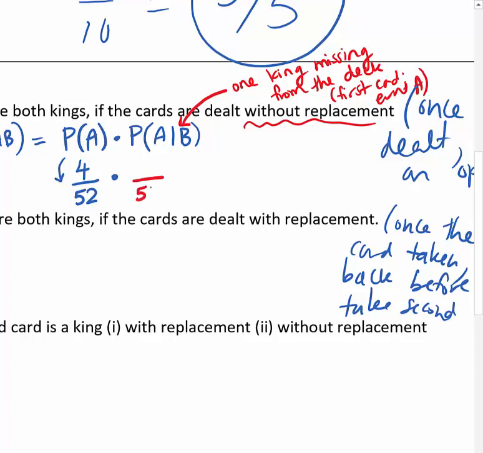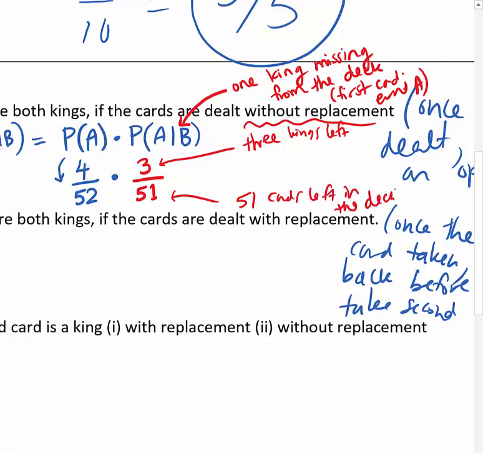Okay, so there's 1 less card to choose from. That means there are only 51 cards left in the deck. And there were 4 kings, but now there are 3 kings left. 3 kings left, 51 cards left in the deck. There we go. So, and I think this reduces.